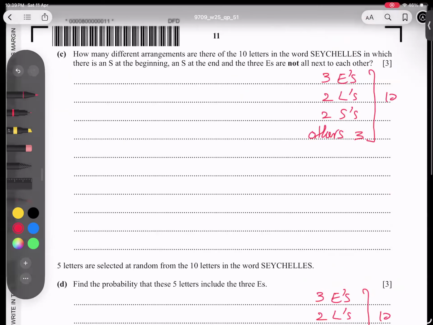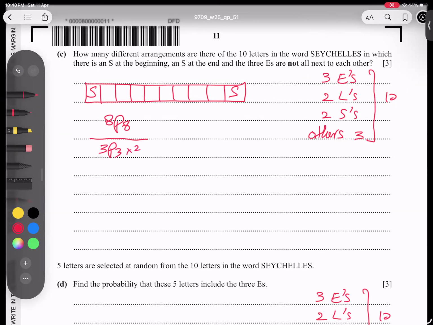I said, how many different arrangements of the 10 letters of the word seashells, in which there is S at the beginning, S at the end, and the three E's are not next to each other. So we will discuss this kind of question. First, we discuss S starting and ending. So have a look: 1, 2, 3, 4, 5, 6, 7, 8, 9, 10 boxes, S starting, S ending. So 1, 2, 3, 4, 5, 6, 7, 8. We can say 8P8. And naturally, because S is gone, the repeating letters, I'll divide by 3P3 into 2P2. So I think this part is clear.